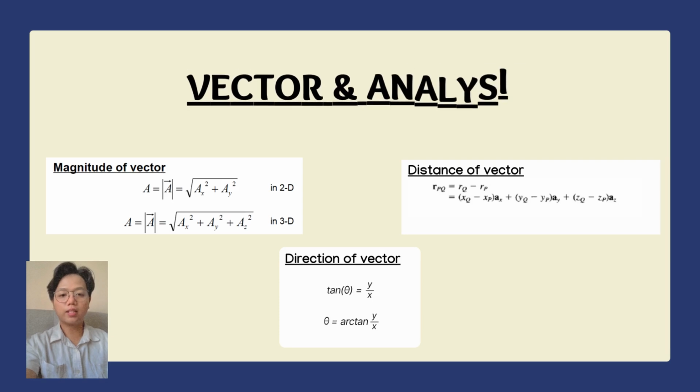These are the 3 formulas that we can use to calculate the vector. The first one is the magnitude of the vector, which represents how large the vector is without direction, in 2D or 3D. The second one is the direction of the vector along the lines, and the last one is the distance of the vector, which represents the vector between two vectors in a triangle shape.